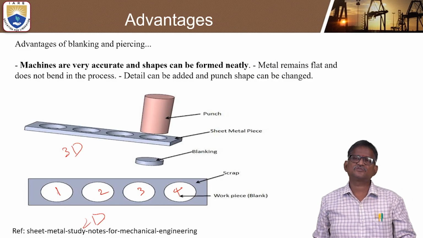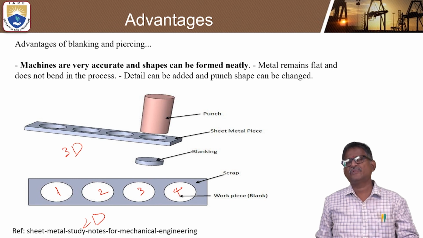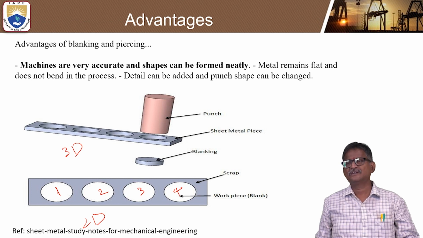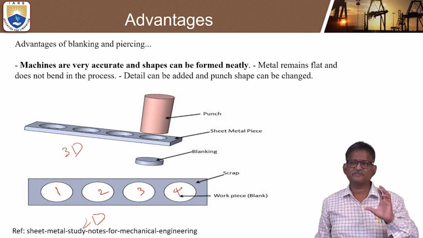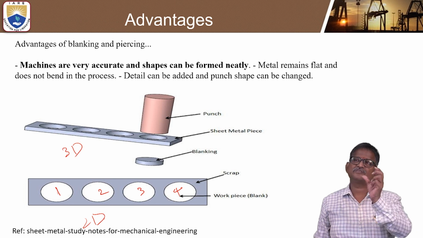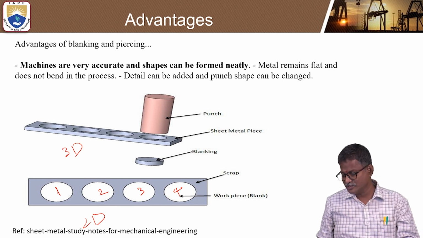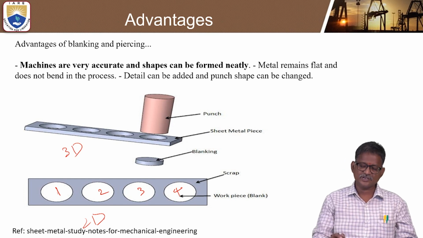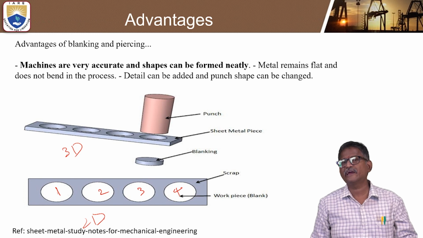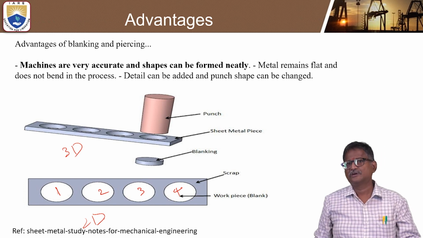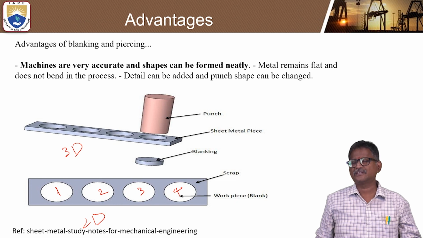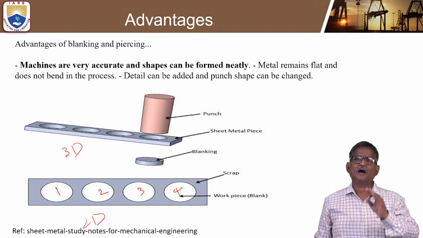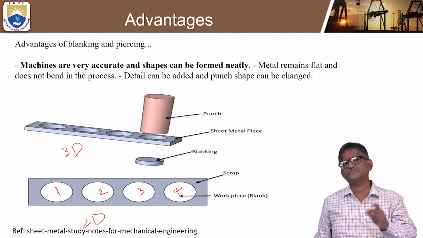I hope all the students can understand clearly about the blanking and piercing operation. This is very useful from the examinations point of view, even competitive examinations. They may ask some objective questions also. Even for external exams and semester examinations, you need to draw some line diagrams so that you will get good marks. I hope you have a clear understanding of the sheet metal operation in blanking and piercing. I have discussed its advantages, limitations, and applications.